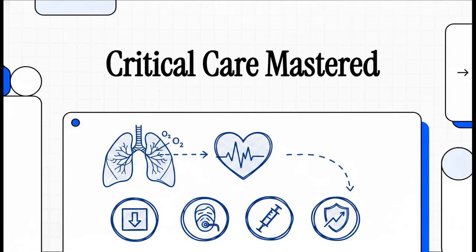Welcome to this explainer. Today, we're going to trace a critical care patient's journey through 4 absolutely fundamental, life-saving nursing interventions. We're breaking down the exact sequence of events that takes a patient right from the brink of respiratory collapse all the way to a safe, managed stabilization. Buckle up, because we're moving fast.